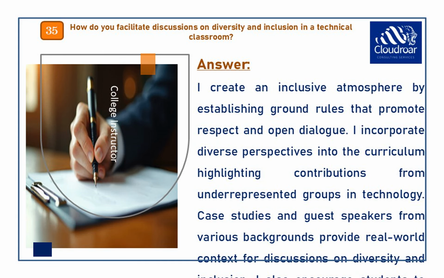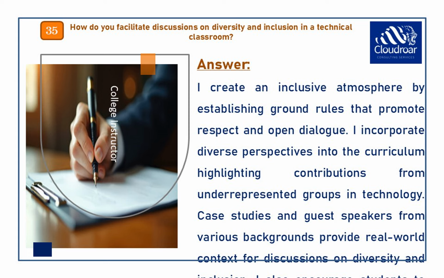Question 35. What are the key considerations when designing assessments for a community college course to ensure fairness and effectiveness? Key considerations in designing assessments include aligning them with learning objectives, ensuring they accurately measure student understanding. I strive for a balance of assessment types, such as quizzes, projects, and presentations, to accommodate diverse learning styles. Transparency in grading criteria is essential. I provide rubrics outlining expectations.